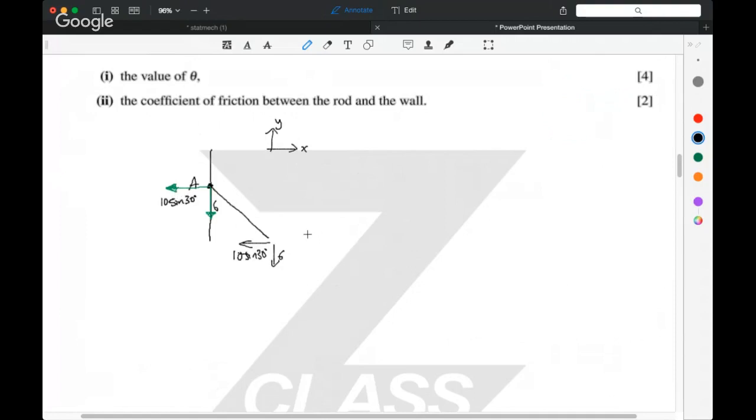So what must we have? Well, we must have a reaction force, and we must have a friction force. Now we don't know which way the friction force is going to go until we've worked out where the motion is going without the friction force, because friction always opposes motion. So you don't know if this rod wants to move up or down the wall, so you don't know which way the friction acts.